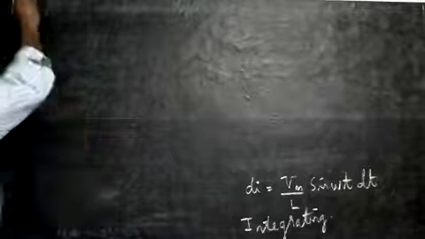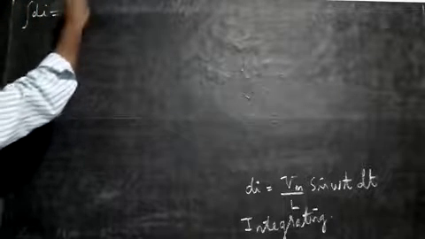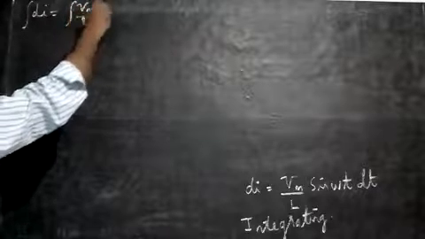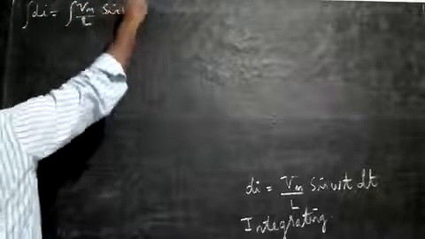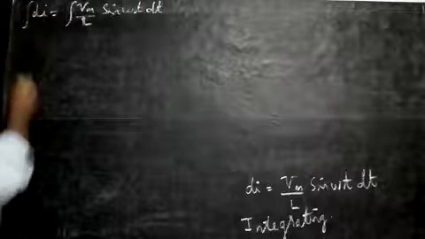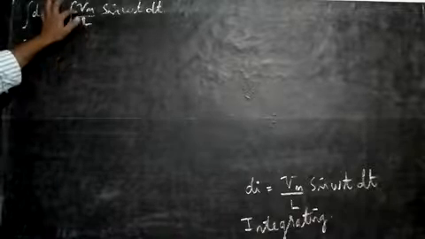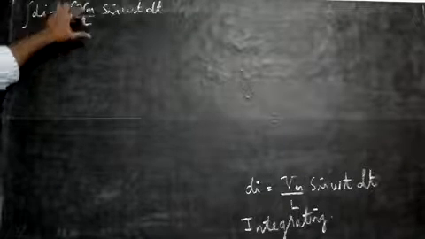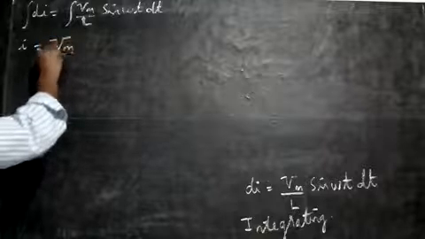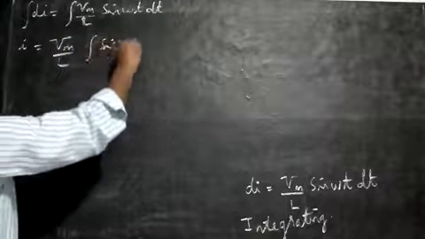So what we get is the integration of di is equal to the integral of Vm by L, sine omega t dt. Now the integration of di is small i. And you see this Vm by L: Vm means the maximum voltage, and L is the inductance. So Vm by L, you can take out from the integral, and then the integral of sine omega t dt.